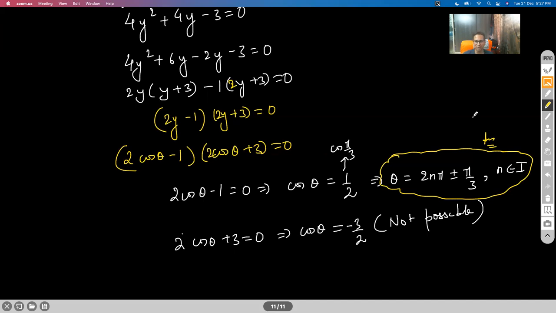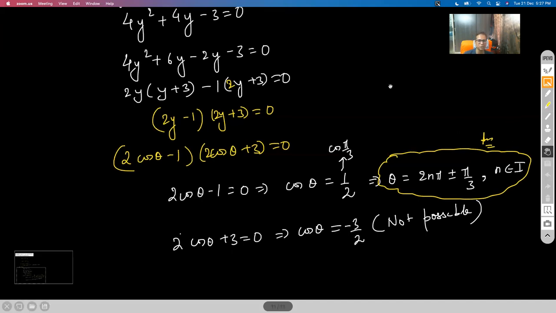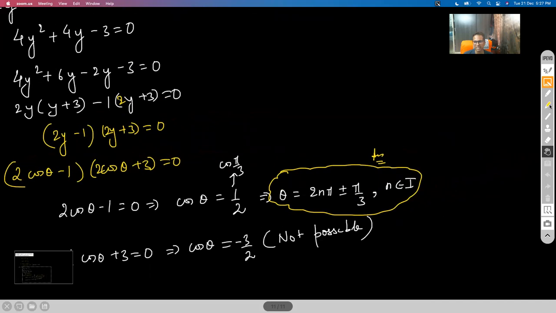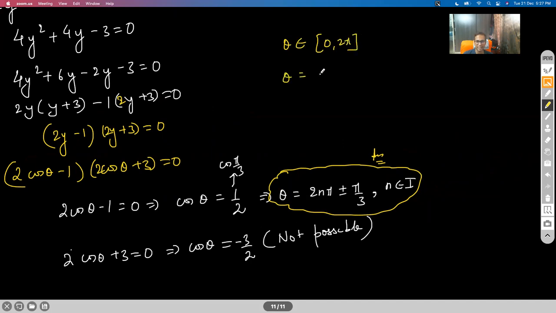Okay. By the way, they were asking for 0 to 2 pi. So for 0 to 2 pi, let us solve this. If your theta has to lie between 0 to 2 pi, the possible set of solutions will be pi by 3, of course, and I think 5 pi by 3. So these two will be your 0 to 2 pi solutions. Is it fine? Any questions, any concerns?